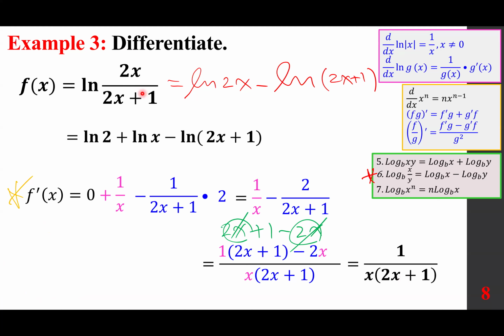You can differentiate it by writing the reciprocal and then multiply it by its derivative using the quotient rule. Don't do that. Take the easy way out. Decompose it first. And it's very easy to differentiate each piece. So ln 2 is a number, 0, ln x is 1 over x, ln of 2x plus 1, this negative sign remains, 1 over 2x plus 1 times 2, and you can finish the job easy.